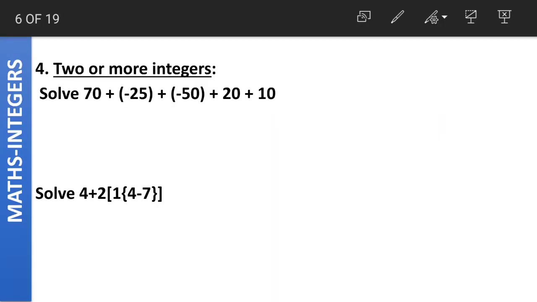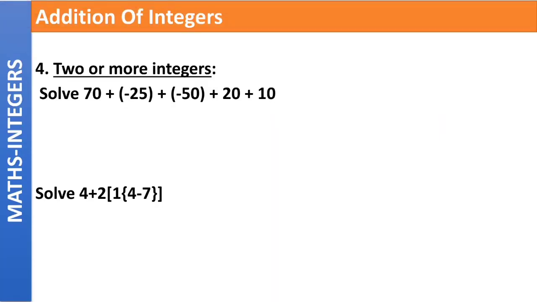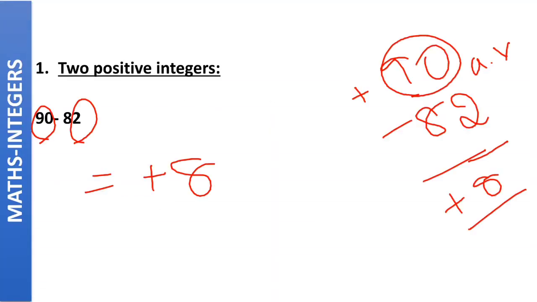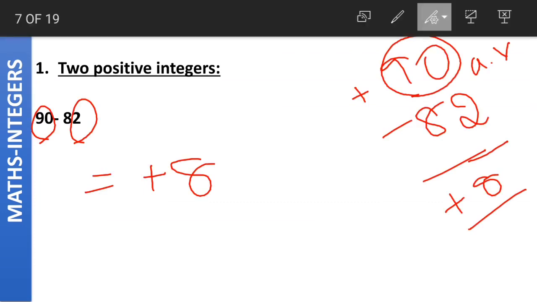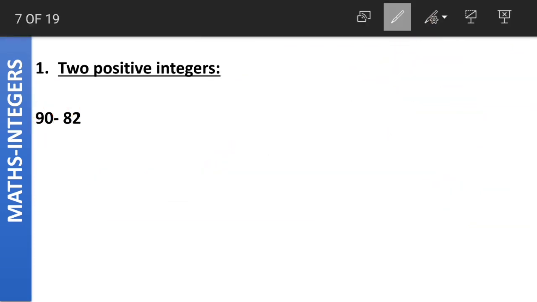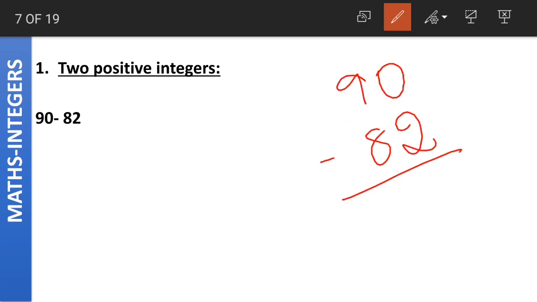That was all about addition of integers. What comes after addition? After addition, we have subtraction of integers. The first case possible is that we have two positive integers, and how do we subtract them? We are having two positive integers 90 and 82 here. How do we subtract them?